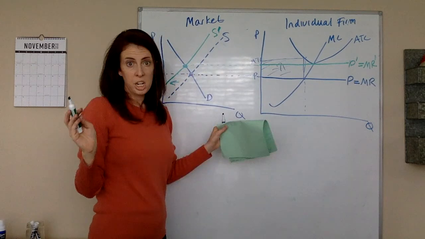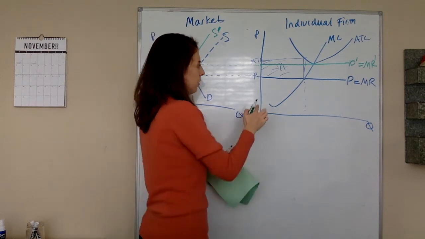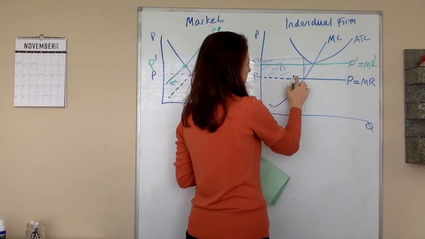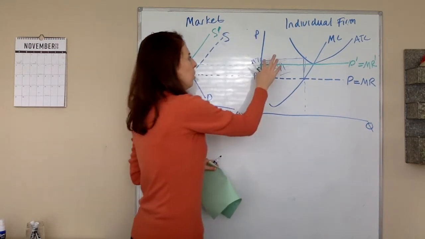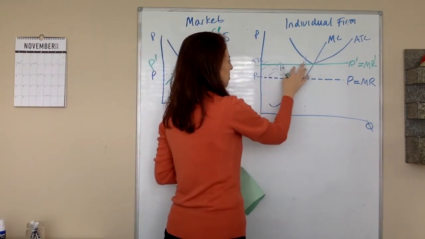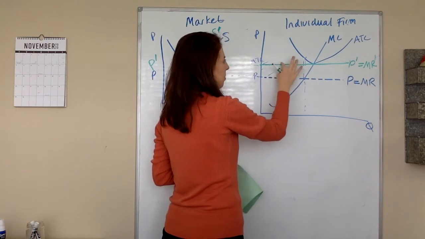This is the game changer again, right? Because now the individual firms say, okay, we're no longer working with this price bar. Now we're working with the green price bar. Okay, if we're working with the green price bar, what do we need to do to maximize our profit?